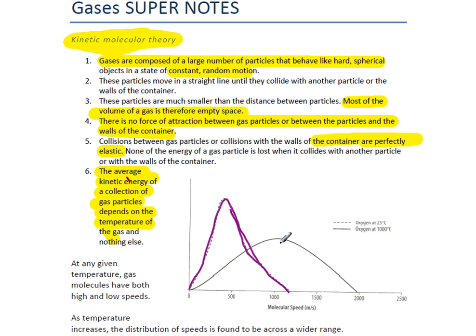Same thing if you look at the speed of oxygen molecules at 1,000 degrees Celsius. They're not all moving at the same speed. There's some high, there's some low, but it depends on the average. Temperature is the average of all the high and low speeds together, and as you increase temperature, the distribution of speeds will always be across a wider range. This is at 25 degrees Celsius, and at 1,000 degrees Celsius you would have a wider range of gas molecule speeds.